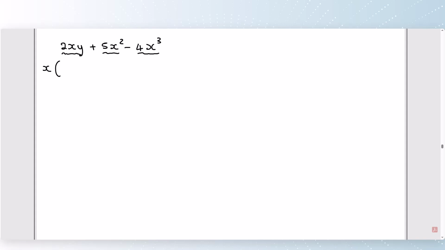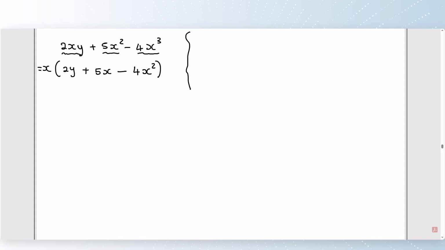What's left if we remove the x? It's going to be 2y plus what's left? Here we have 5 and 2 of this x. So if we remove 1, we're going to be left with 5 and 1x. Minus, here we have 4 and 3 of this x. So if we remove 1, we're going to be left with 2 of them. That's how you remove the common factor.